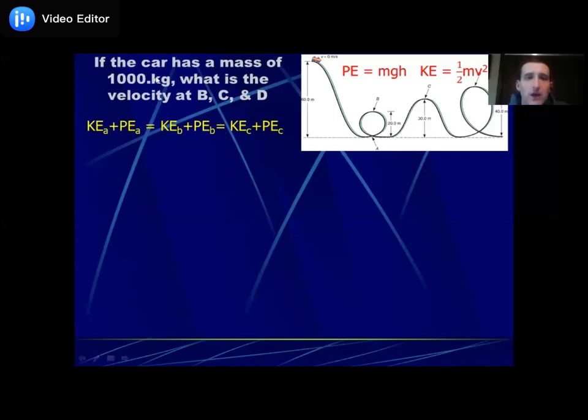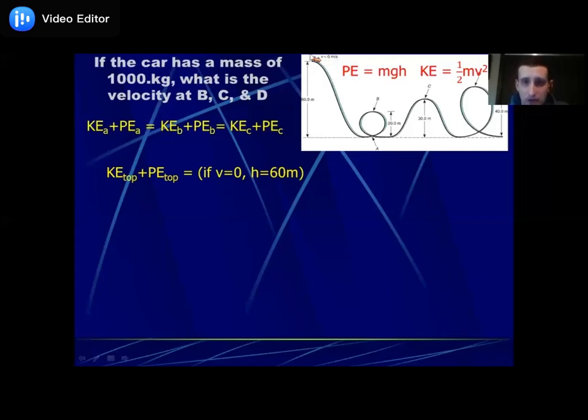So the problem says we're supposed to be finding the velocity at B, C, and D, but we're going to find the velocity at A first. That's the most exciting velocity. That's when we're going to be going the fastest. So the first thing we need to do is look at the top. The top is the only point in this entire exercise where we've been told the velocity and the height.